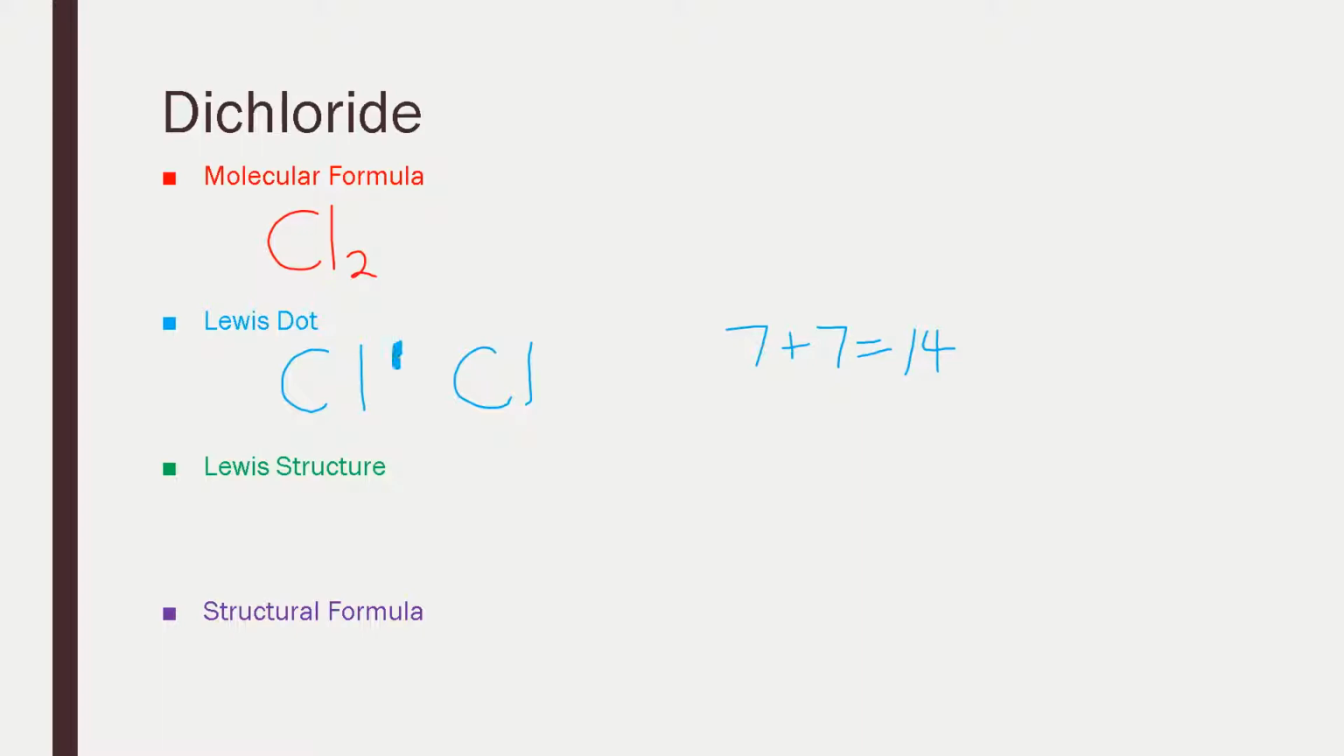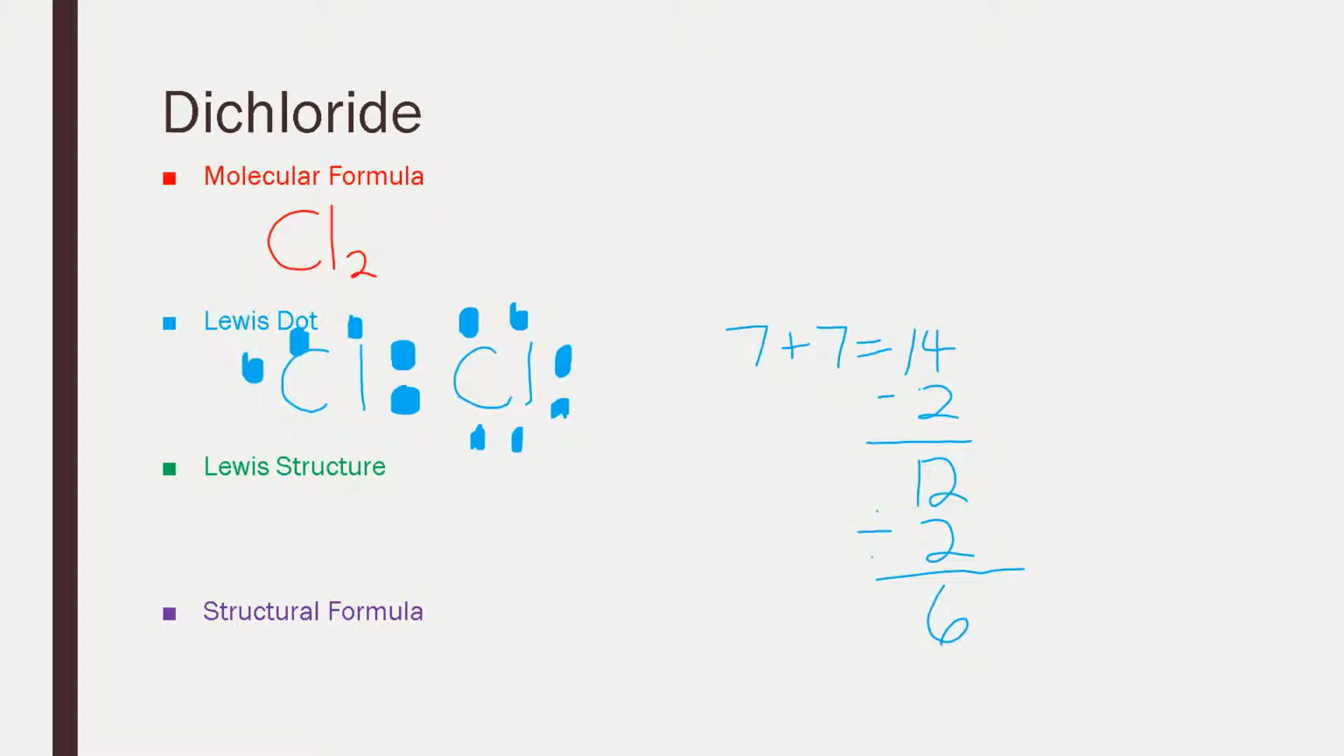This means that there will be a bonding pair in the center, so we can subtract 2. That means we have 12 more valence electrons to work with. We divide that with 2 chlorine atoms, and we have 6 more valence electrons left, which can be distributed around chlorine as shown here.